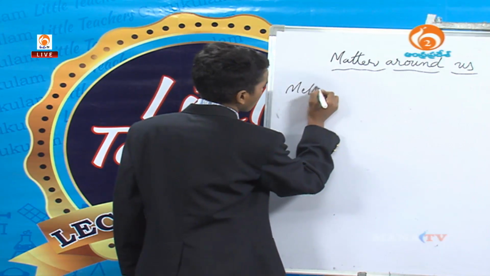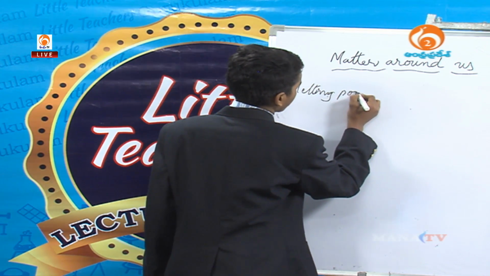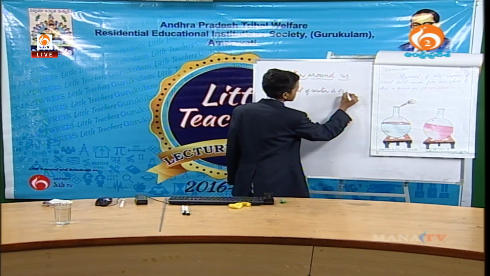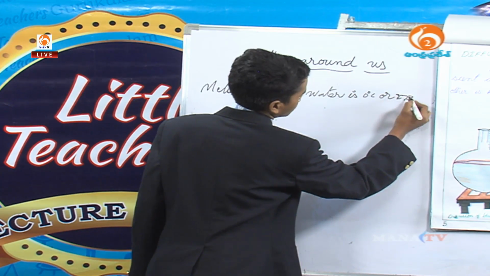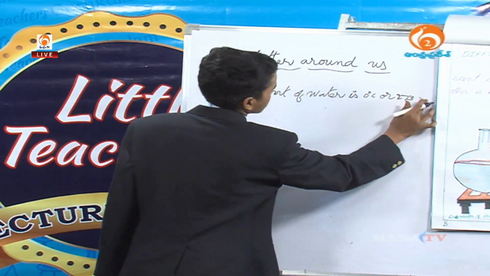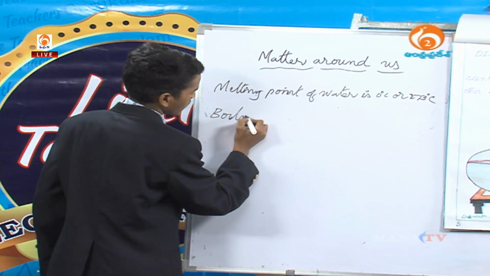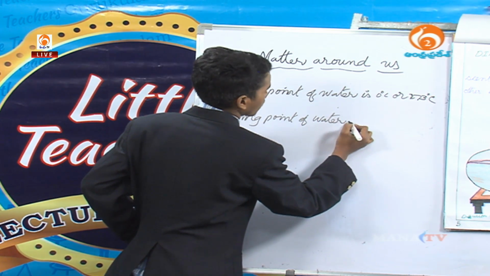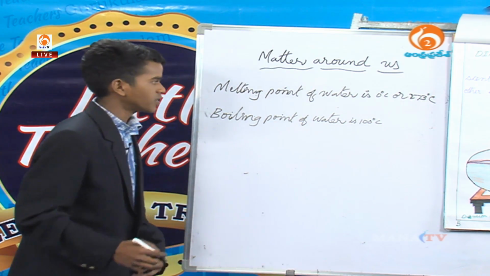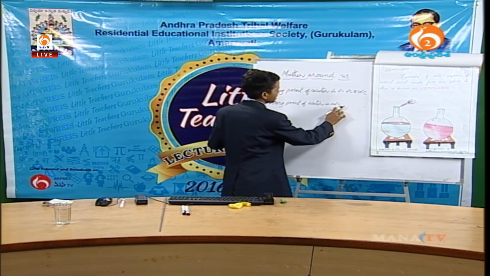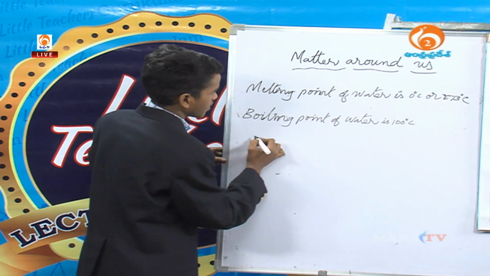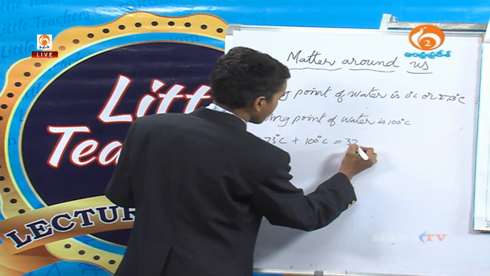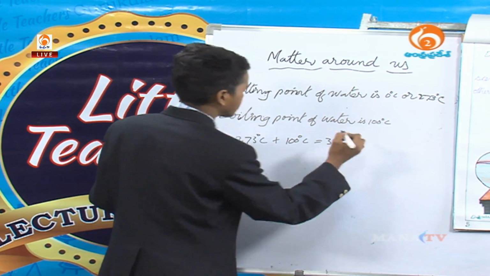The melting point of water is 0 degrees Celsius, or 273 Kelvin. The boiling point of water is 100 degrees Celsius, and to convert to Kelvin we add 273 to 100: 273 plus 100 is equal to 373 Kelvin. Okay.